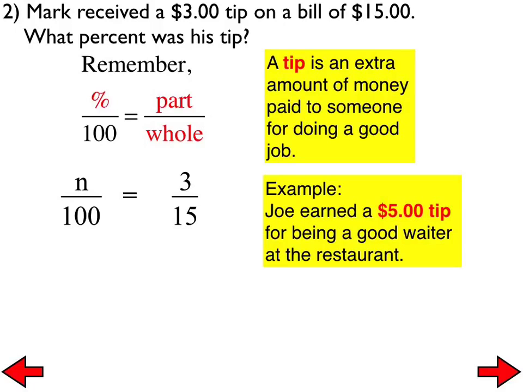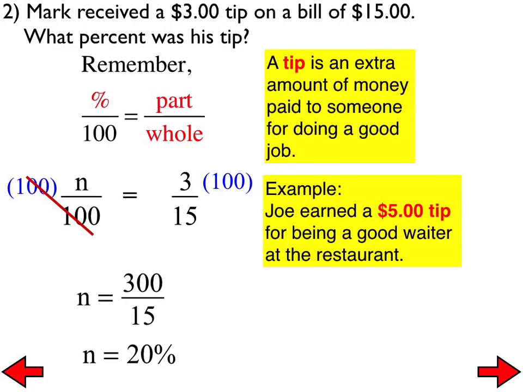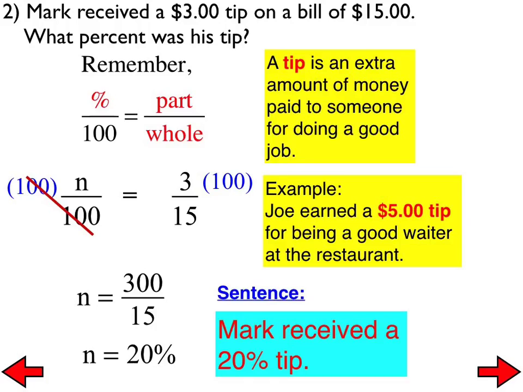Multiply both sides by what to get n by itself? What number is n being divided by right now? That says n over 100. So I want to times 100 to get rid of it, right? So n's now alone. 3 times 100 is obviously 300. Divided by 15 would be 20%. So Mark received a 20% tip on his bill of $15. That's a pretty generous tip. Pretty good tip. Any questions so far?